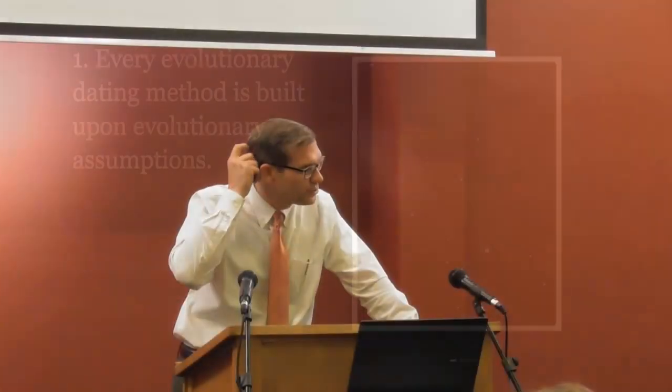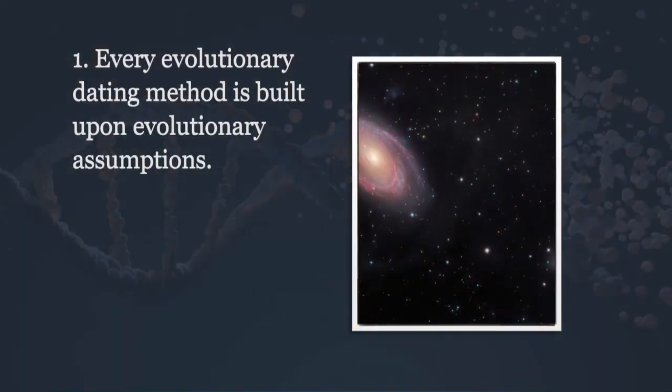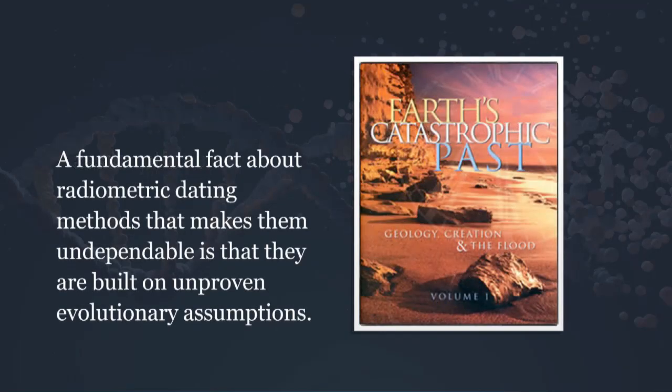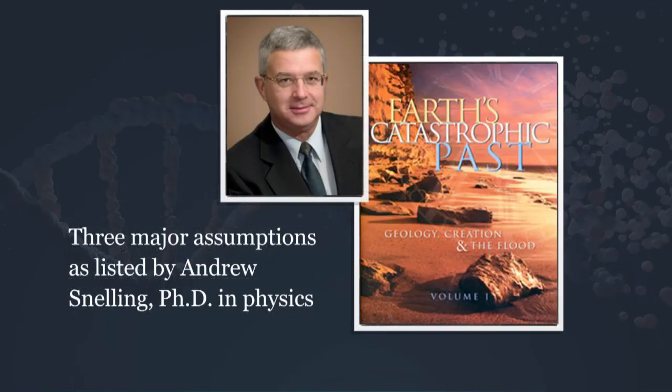Let's look at the first one. Evolutionary dating methods. Every one of them is built upon evolutionary assumptions, and that is circular reasoning; we will show that. A fundamental fact about radiometric dating methods that makes them undependable is that they're built on unproven evolutionary assumptions. Three major assumptions are listed by Andrew Snelling, who has his PhD in physics.